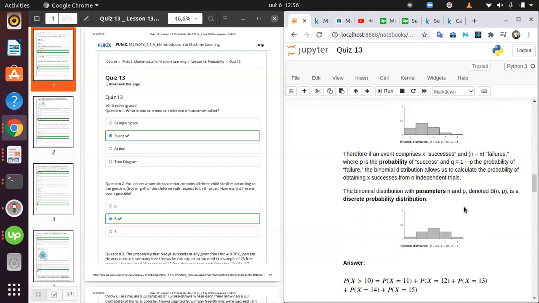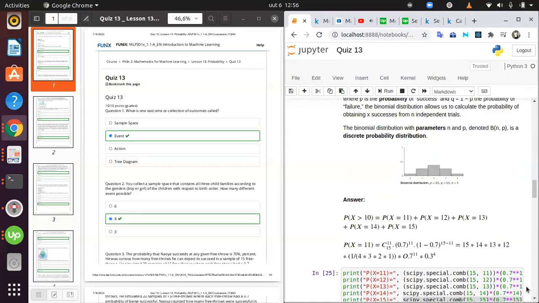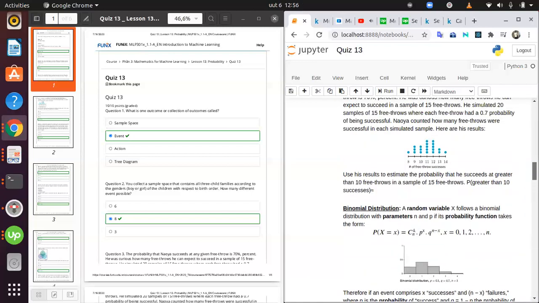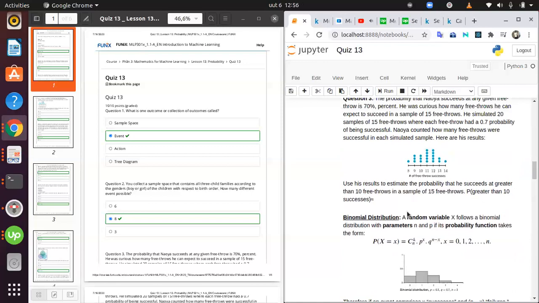Okay, so let me have a look more. Let's see the answer. I got it now. So P(X) smaller than 10. Hang on, so why is this smaller than 10? I forgot the question already. Could you move to the next one so I can see the question, please? Probability greater than 10 successes. Oh, okay. Hang on.